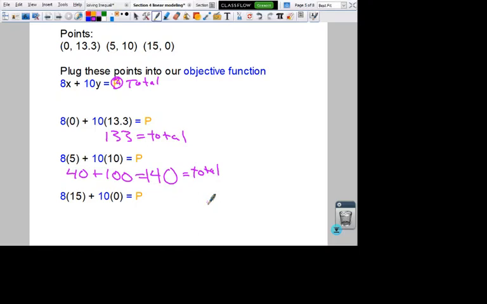All right, and then my last one, I'm plugging in 15, 0. 8 times 15, I actually don't know that one in my head. Well, 80 plus 40 is 130? Yeah, 130. 130 plus 10 times 0 is 0. So 130 is going to be my total. Desmond says 120. Is it 120? Desmond says 120. Oh yeah, it is 120.